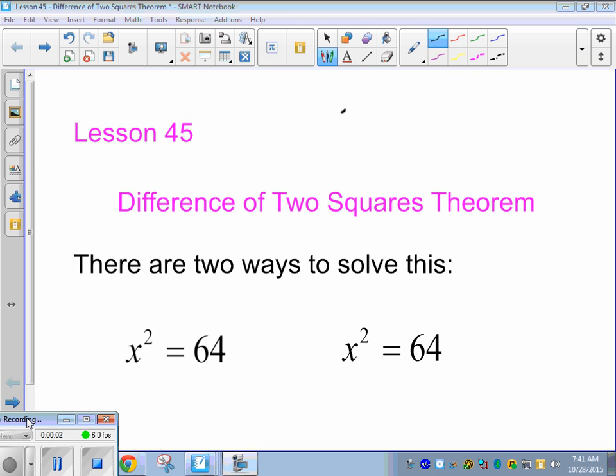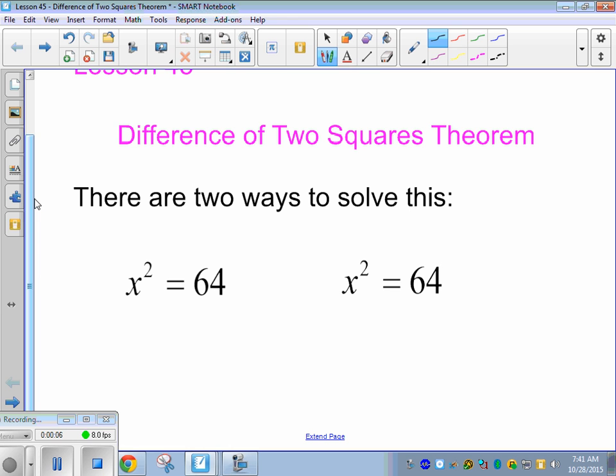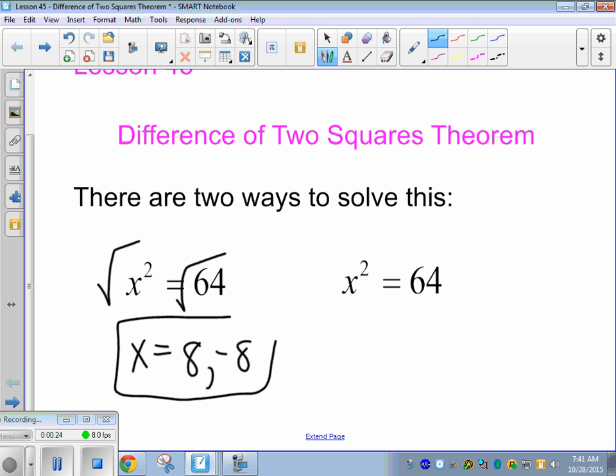Difference of two squares theorem. There are two ways to solve this. So raise your hand if you know one way to solve x squared equals 64. Hayden. Yes, we can square root both sides. Is the answer just 8? Leo. Yes, it is negative 8 and positive 8. If you want to put plus minus 8, you can. Or we can have positive 8, negative 8.